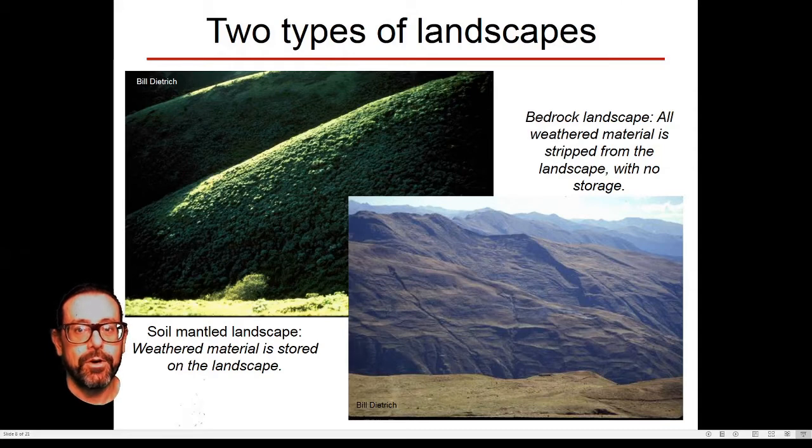The contrasting condition, or the other extreme, is a bedrock landscape. That is one in which all of the weathered material is stripped from the landscape with no storage at all. And so then there is no soil built up in this landscape. So we have these two different types of contrasting landscapes. One is a soil mantled landscape, the other is a bedrock landscape.